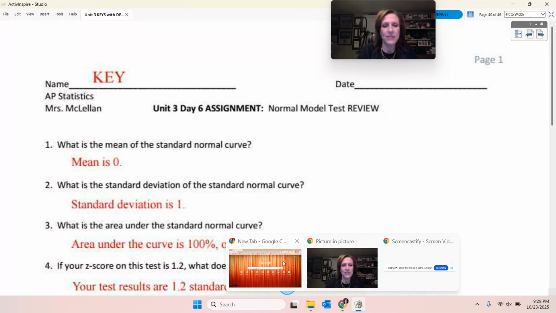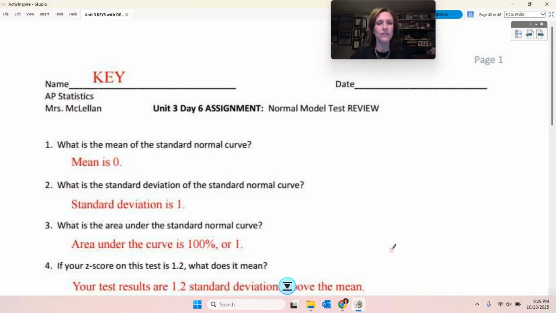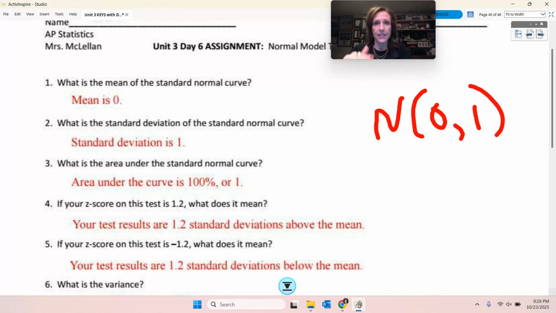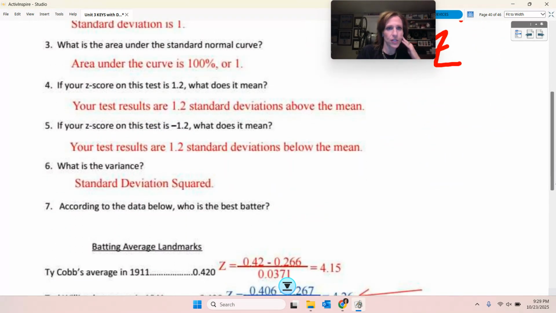All right, let's go ahead and do this review. So first it just starts out with some basics of the normal model. Remember we've written things as the N(0, 1) when we were talking about the standard normal model, and that is the one that has z-scores on it. And of course that area under there is 100%. All right, and so that's one of the things that we do, check those percentages.